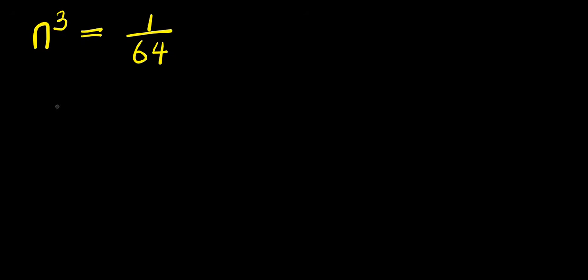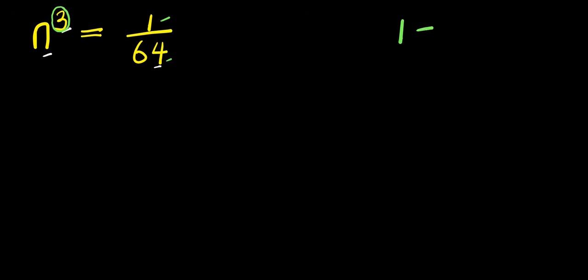Hello, how to solve this exponential problem? This is n to the power of 3 and this equals 1 over 64. We are solving for all values of n that satisfy this equation. So, we have power 3 here already. Then, we need to express each of these terms in terms of power of 3.